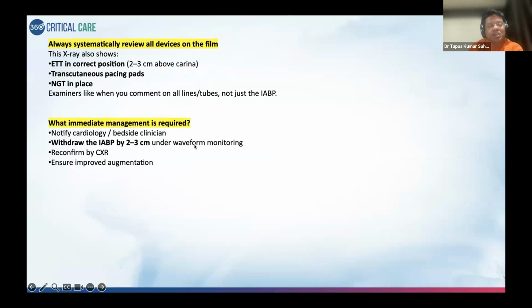Now, what immediate management is required? I always told you, identifying it is not the problem. The examiner expects you to answer the solution, the management part. We'll notify the cardiology or bedside clinician, withdraw the IABP by 2 to 3 centimeter under wave monitoring, reconfirm by chest X-ray, and ensure improved augmentation. With the tip too high, there would be suboptimal diastolic augmentation. So when you withdraw the IABP by 2 to 3 centimeter, that would ensure improved augmentation.